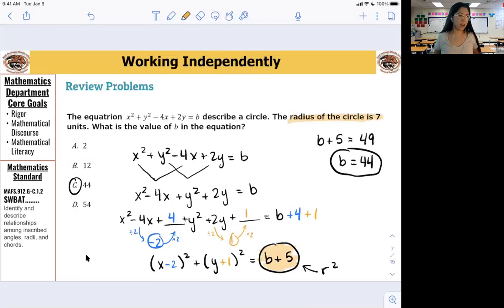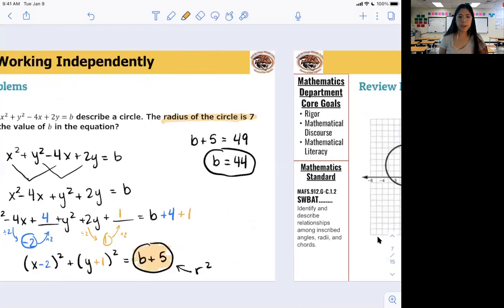Now, I took a sneak peek at the test, and I don't believe that they're going to ask a question that is this challenging. However, if you understand this question, then anything that's a little more simple should be very easy. So make sure you understand this, because it doesn't hurt to do things that are harder than the test, right? Any questions? Great. All right.